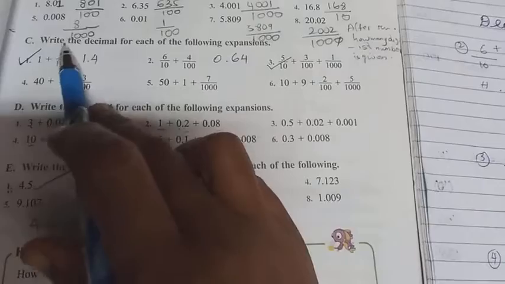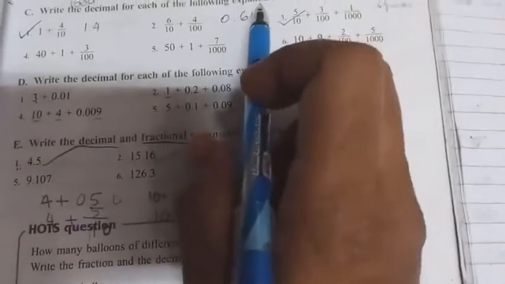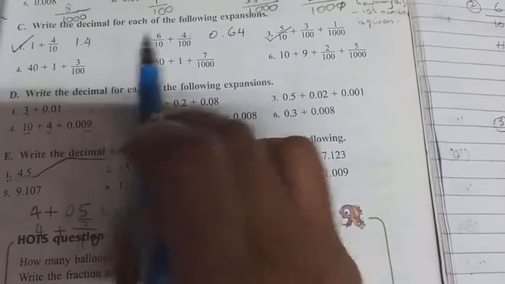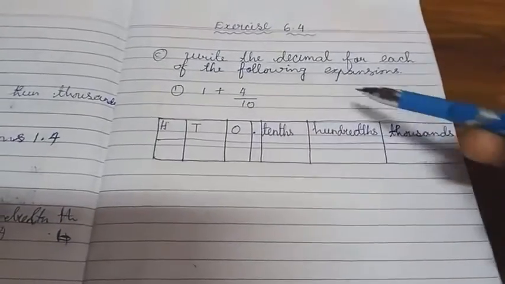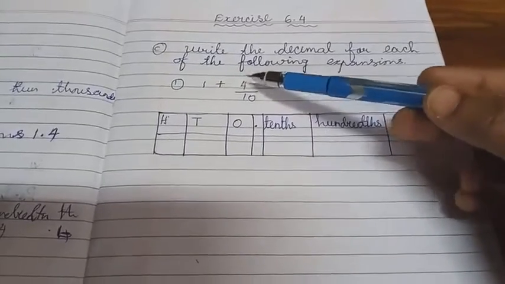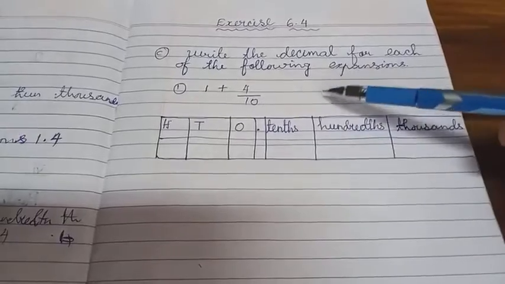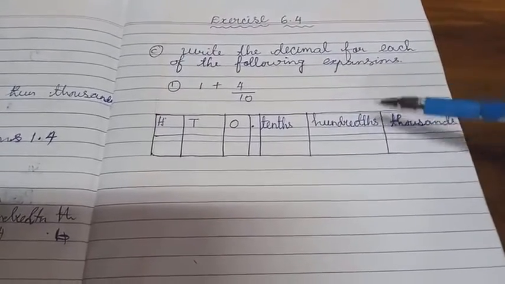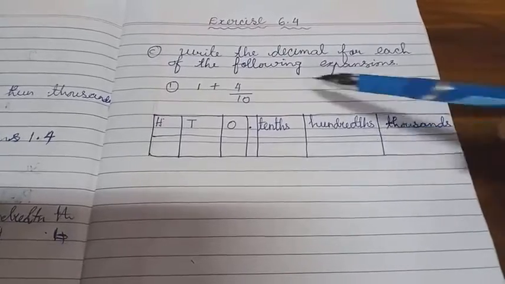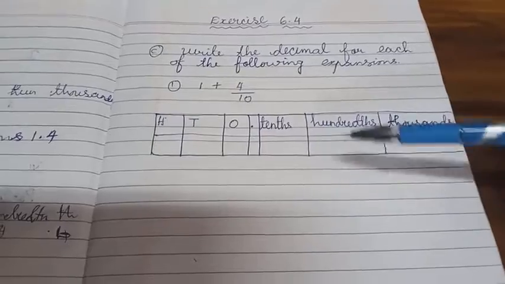Session C. Write the decimal for each of the following expansions. I will teach you 3 sums from here. The question I have written here, question number 1: 1 plus 4 by 10. The given number, we have to write it in decimal expansion. We have to write it in decimal point.